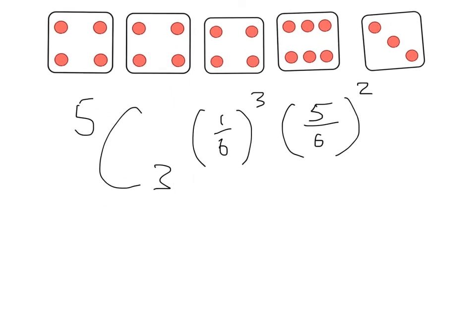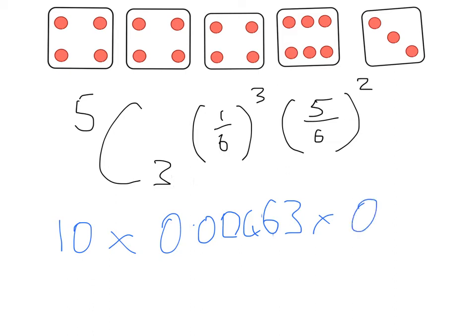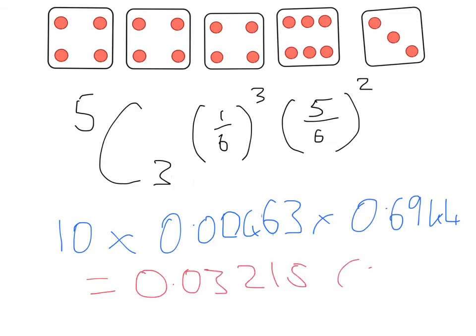Right, so in this case, 5C3, we can put that in our calculator and the answer is 10, times 1/6 to the power of 3, which is quite a small number, 0.00463, times 5/6 squared, which is 0.6944. If we multiply all of those together, we get 0.03215. Which is about what we'd expect. If we roll 5 dice, we don't expect to get 3 4s very often. So 3% probably feels about right.